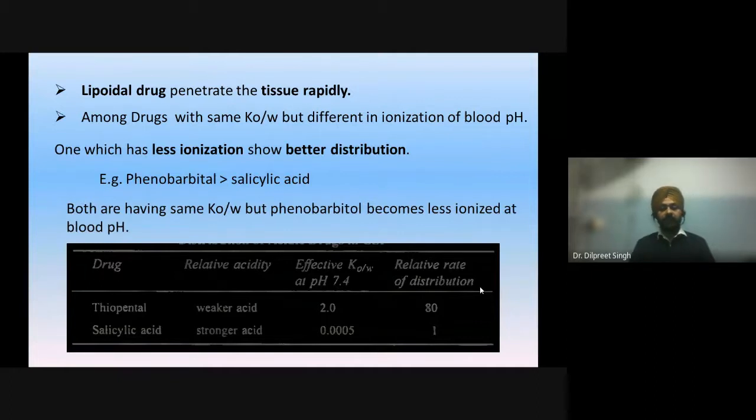When we talk about the example including thiopental and salicylic acid, thiopental is a weaker acid. Its effective partition coefficient is around 2 at pH 7.4, and it has a relative rate of distribution of around 80%. Salicylic acid is a stronger acid. Its oil-water partition coefficient is around 0.005, and it has a low rate of distribution, less than 1. So a drug shows better distribution when it becomes less ionized.